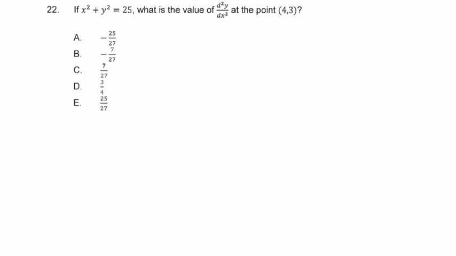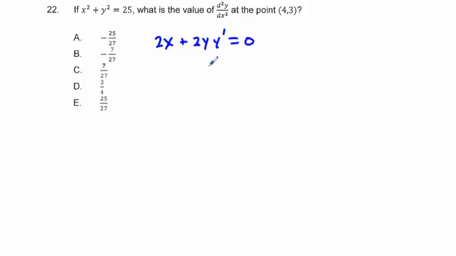Next, 22. We have if x squared plus y squared equals 25, what's the value of d squared y dx squared at the point 4, 3. This one here might take a bit of time, but it's going to be implicit differentiation. So we're going to take the implicit differentiation of x squared, which is going to be 2x, and then plus 2y, y prime, is equal to 0.